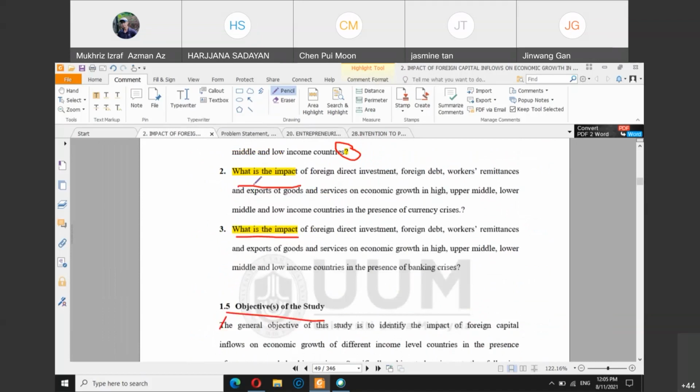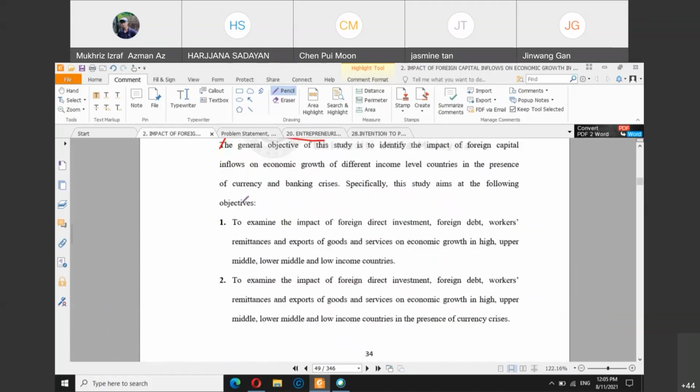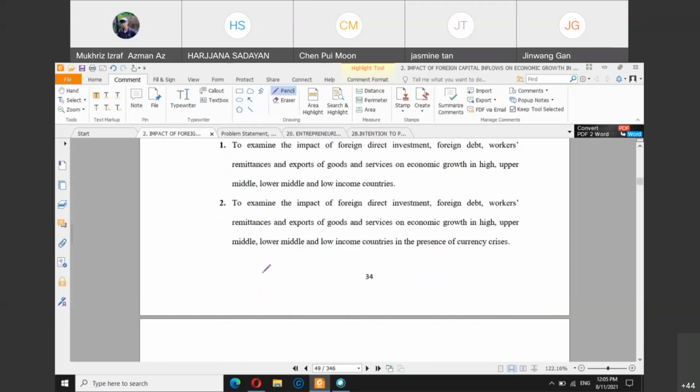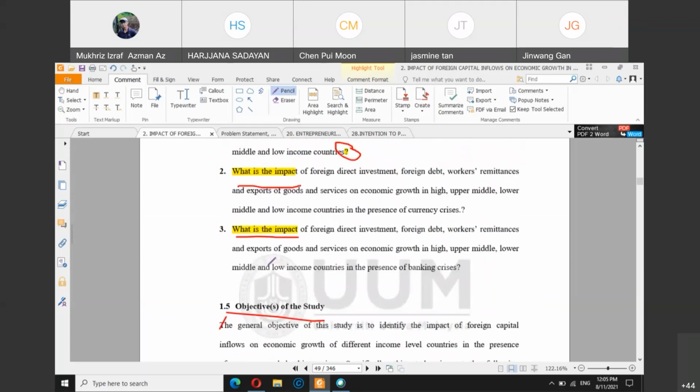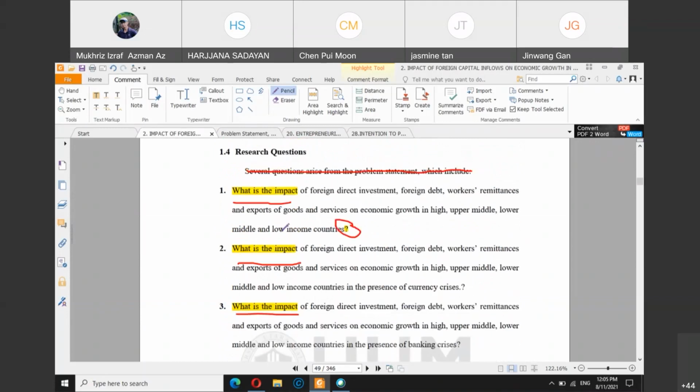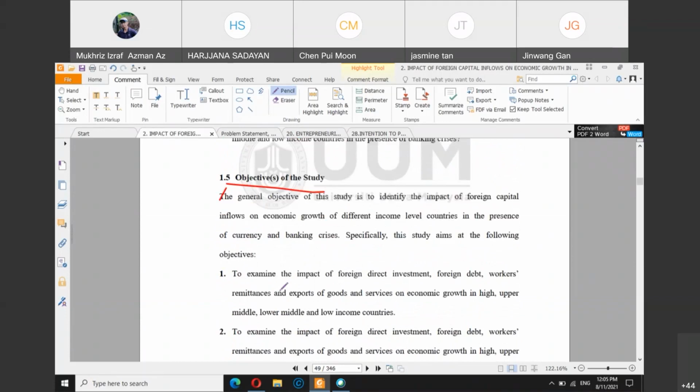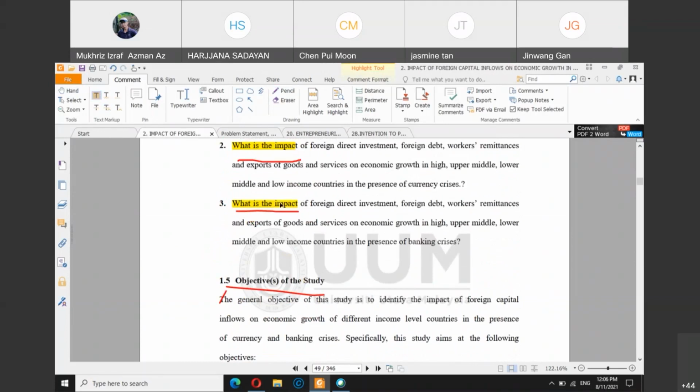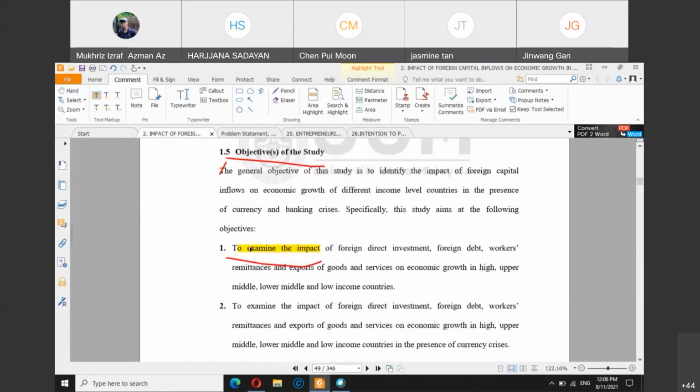Because if you have 3 research questions, they must be matched exactly with 3 research objectives. The research questions and the research objectives are basically similar things, only the way you construct the sentence is different. The question is in the form of a question: what is the impact? For the research objective, be consistent. If you want to use the words "to examine", then "to examine the impact", because the research question starts with "what is the impact?"